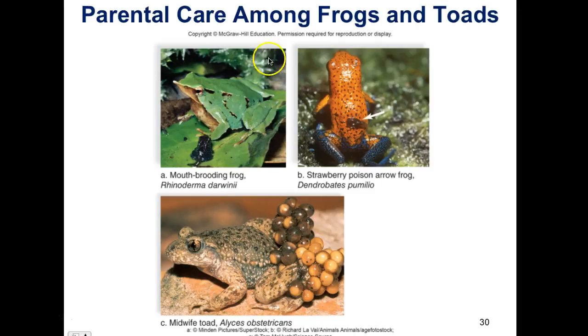So here you can see parental care among frogs and toads. Here you have a toad. The midwife toad, she carries all her babies on her back. Here you have the strawberry poison arrow dart frog, and the strawberry poison dart frog will carry its one tadpole on its back. Here you have the mouth brooding frog. The mouth brooding frog will carry its young in its mouth. So those are different ways that they will care for their young.